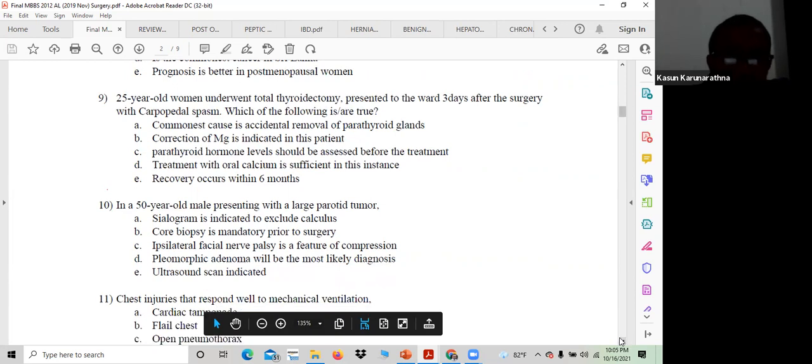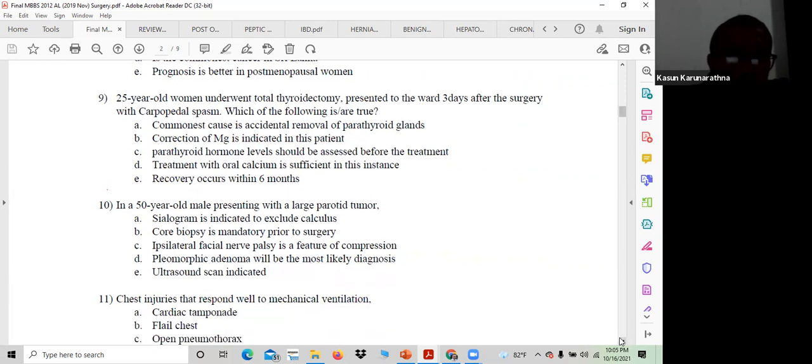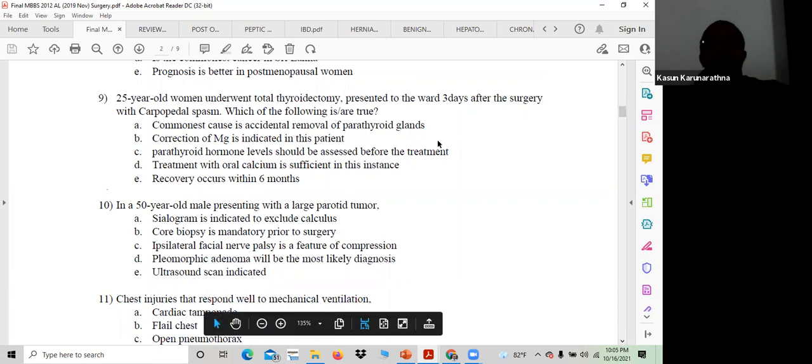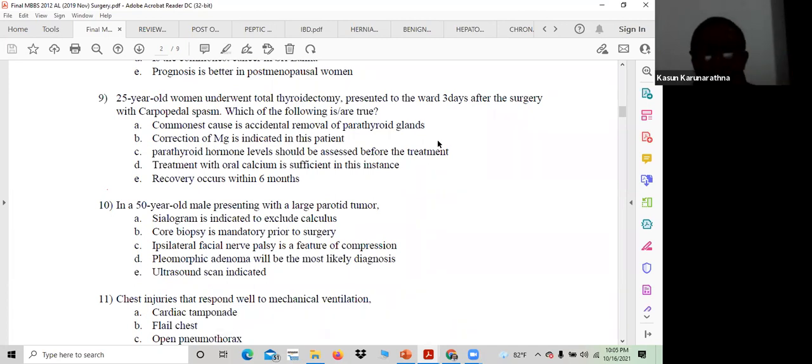What you should do. Parathyroid hormone level should be assessed before the treatment. No, it's false. These are emergency, right? Carpopedal spasms. Patient comes with carpopedal spasms means severe hypocalcemia. They can develop upper airway obstruction due to laryngospasm. So you should correct the hypocalcemia then and there. You can't wait for investigation to confirm your diagnosis.